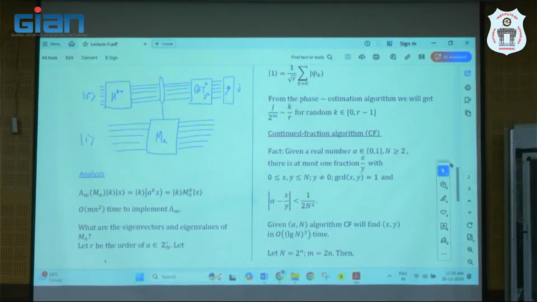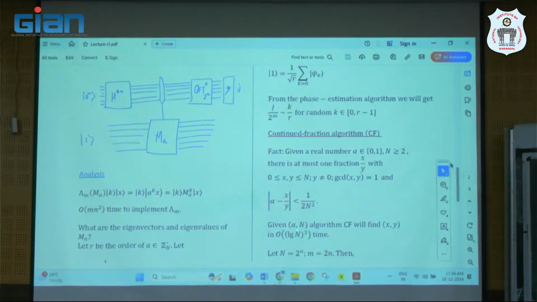Huh? Alpha is? No, look, it's between 0 and 1. 0 and 1. Okay.